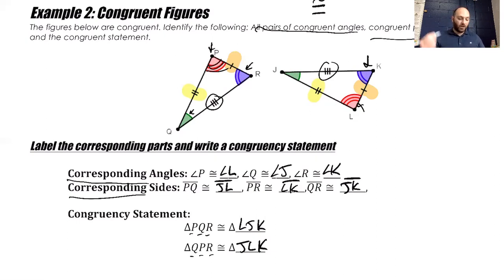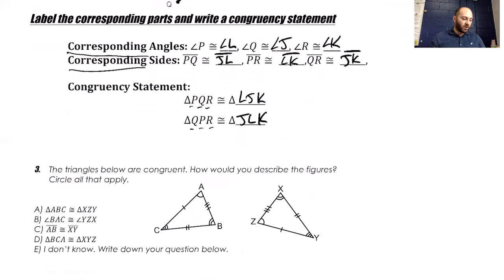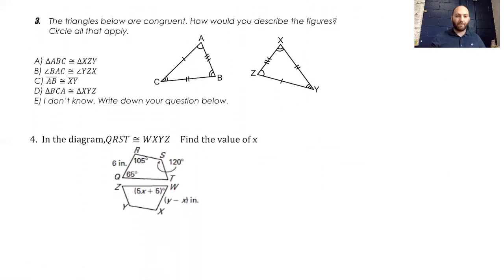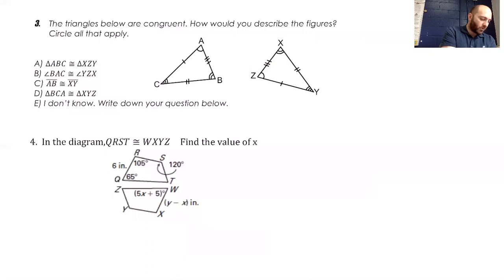So when we can use that is, we start looking at, if I give you congruent figures, we can start figuring out a couple of things from that. So for example, the triangles below are congruent. How would you describe the figures? So is ABC congruent to XYZ? So what I'm going to look at is A matches up to Z, B matches up to X, and C matches up to Y. Okay, so when I look at that, A and Z need to be in the same position, which they're not. So that one's gone.